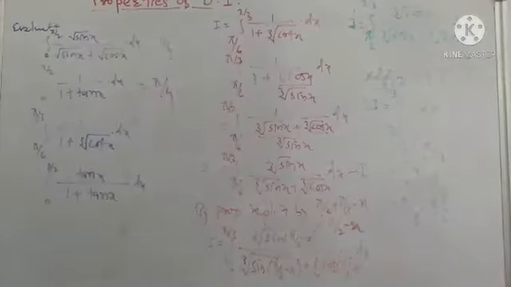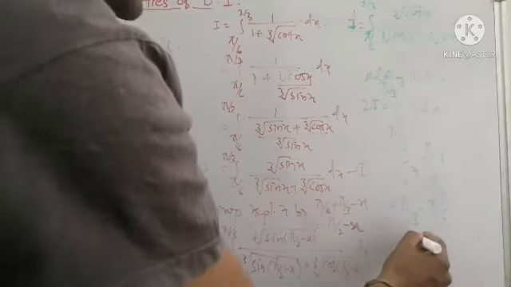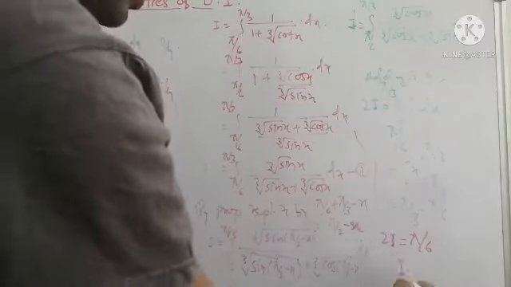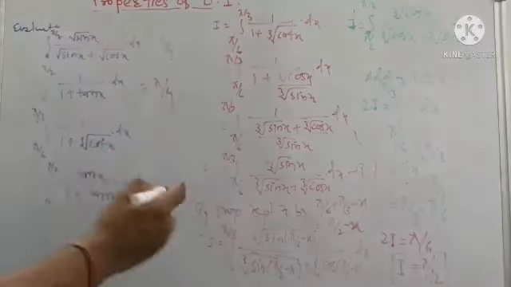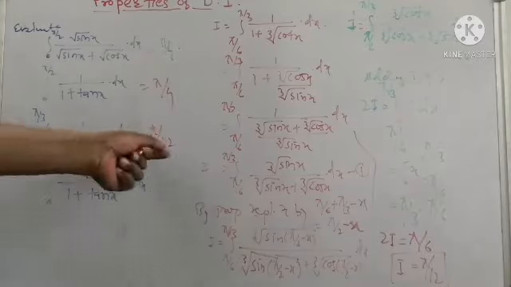Actually pi by 3 minus pi by 6, 60 minus 30 is always 30. That means pi by 6, which is the value of 2I. So I becomes pi by 12. So the answer is pi by 12. So you can observe this is a subtraction of limits divided by 2.